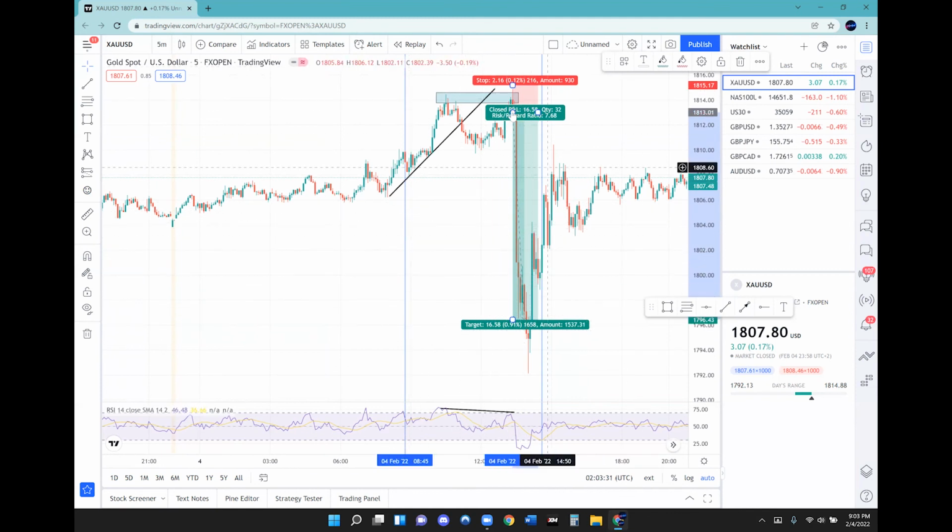So that's a trade recap for the gold trade setup for NFP for February 4th, 2022.